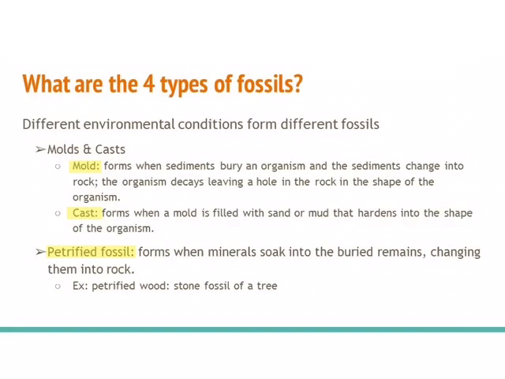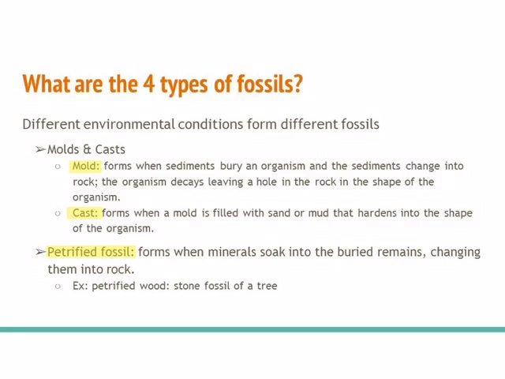There are 4 types of fossils. The first one is molds and casts. Molds are formed when sediments bury an organism and the sediments change into rock. And then the organism decays, which leaves a hole in the rock that was the shape of the organism. And then the cast is when that mold is filled with sand or mud that then hardens into the shape of the organism. So a mold and cast of a seashell would not be an actual seashell, but would be the exact same size and shape as the original seashell.